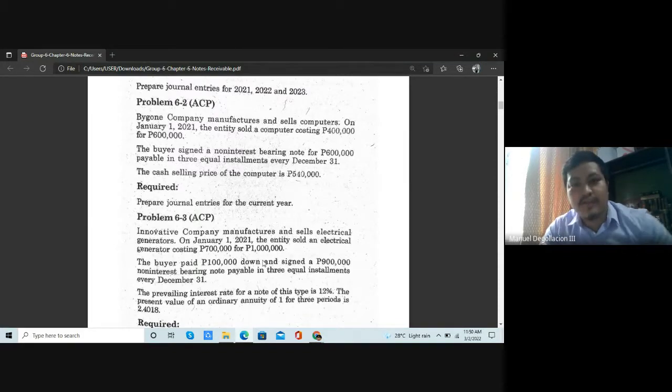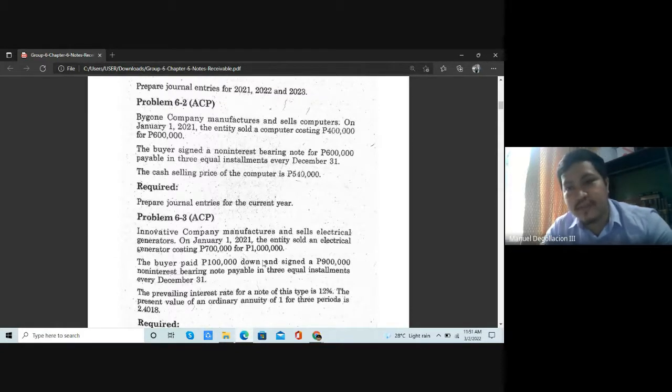Where did we get the 570,000? Remember, how much was its initial carrying amount on January 1, 2021? It was 540. 600 minus 60. By December 31, 2021, class, it will now be 570. And where do we get the 570? 540 plus the interest earned of 30,000. 540 plus 30.